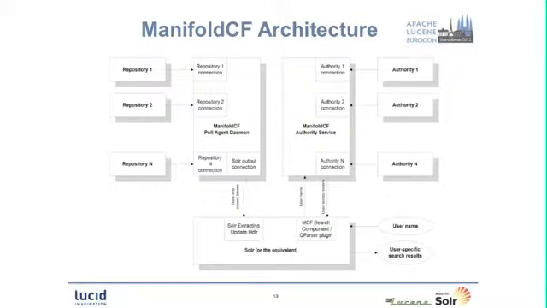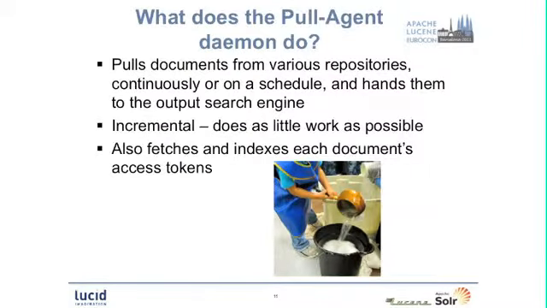So that's the idea. In that picture, you saw a pull agent daemon, and what does it do? It pulls documents from the repositories continuously or on a schedule, and hands them to the output search engine. It's incremental. It does as little work as it possibly can. It keeps track of versions of things that it fetched. The kinds of things that it keeps track of for version information depend on the repository, and they can be anything that the repository needs.